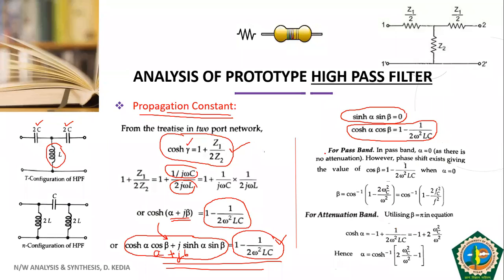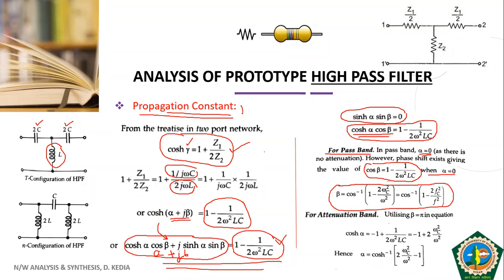For the pass band, the attenuation constant alpha is 0, meaning there is no attenuation. So for the pass band, alpha will be 0. For alpha 0, cos hyperbolic 0 will be 1. So what will we be left with? Cos beta is equal to 1 minus 1 by 2 omega square LC when alpha is 0. From here, you can find the value of beta, and this comes out to be like this. Beta is nothing but the phase shift constant.